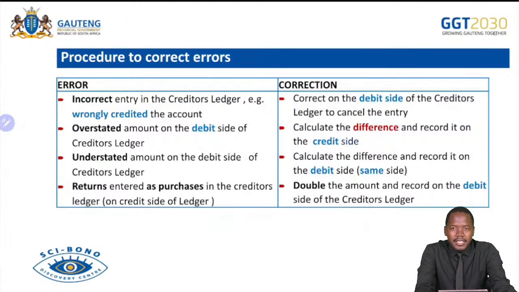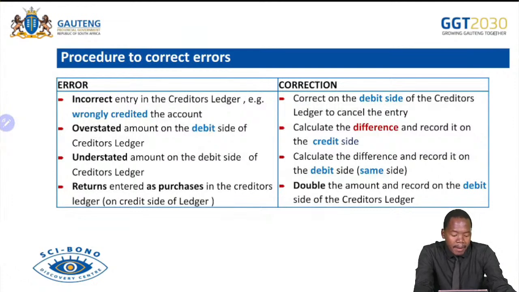Now, this is very important. If you may, you need to note it down, take a picture. If we have an error, an incorrect entry in the creditor's ledger, we are referring to an amount wrongly credited. How do we correct it? We need to record it on the debit side of the creditor's ledger because it doesn't belong there. We record it on the debit side.